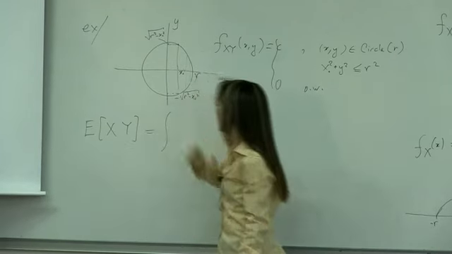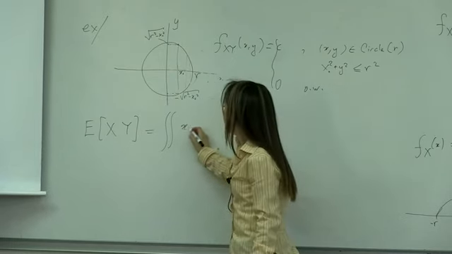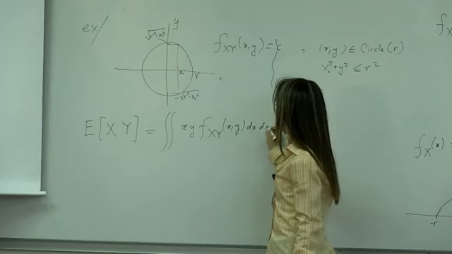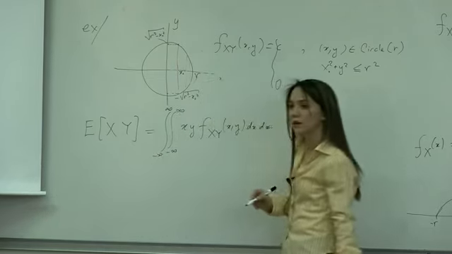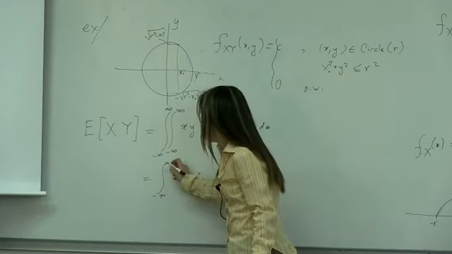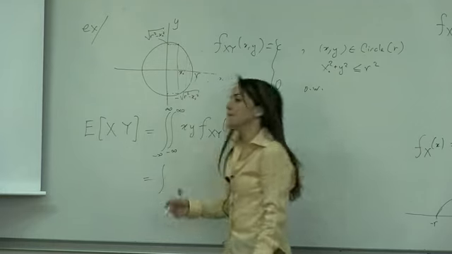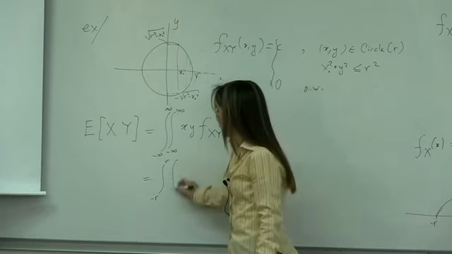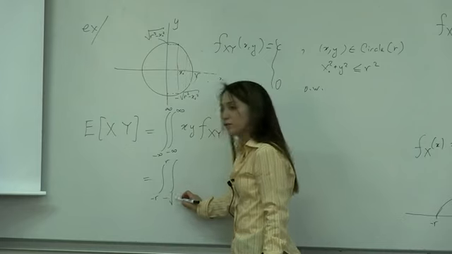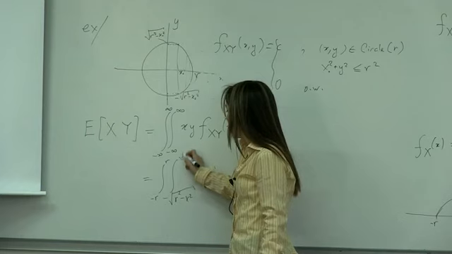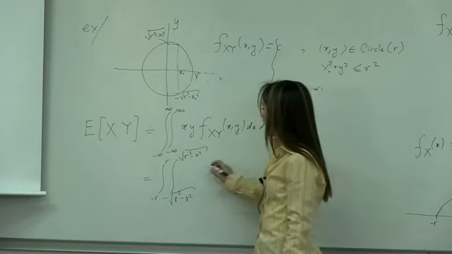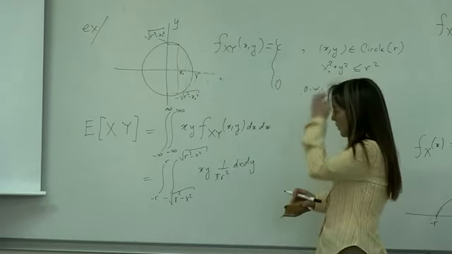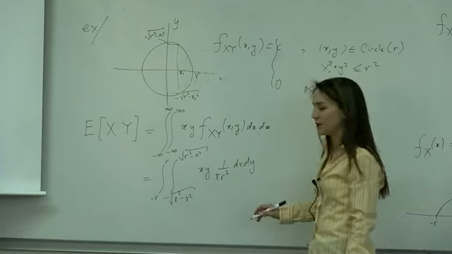How would you do this in general? In general, take a double integral of x times y times the joint PDF over all x and y. But in our case, suppose x goes from negative r to r. As x goes from negative r to r, y goes from negative square root of r squared minus x squared to the positive square root of r squared minus x squared. We integrate x y times a constant, 1 over pi r squared, dx dy. Clearly, you can show in one or two more steps that this is 0.